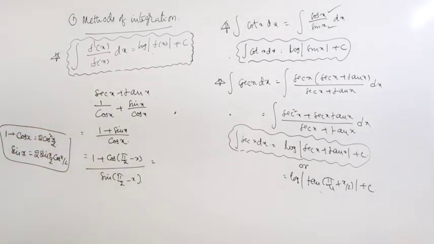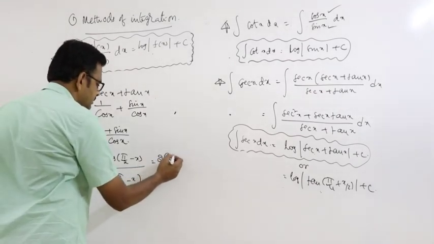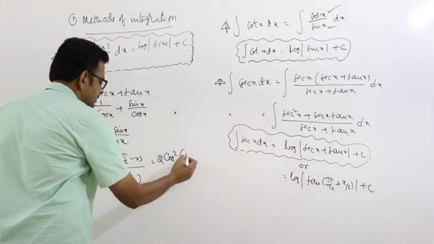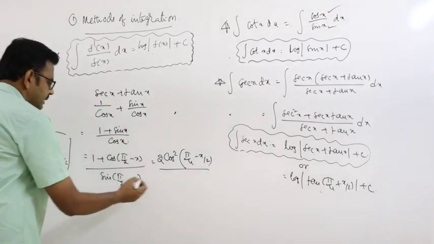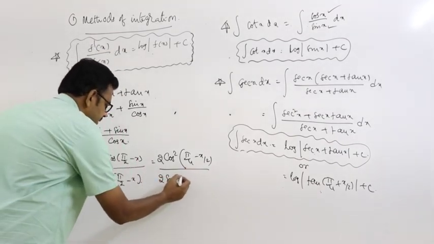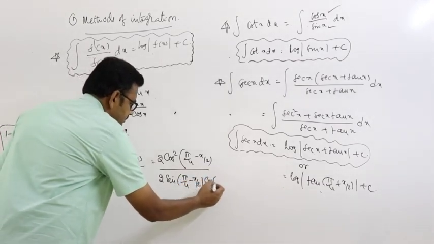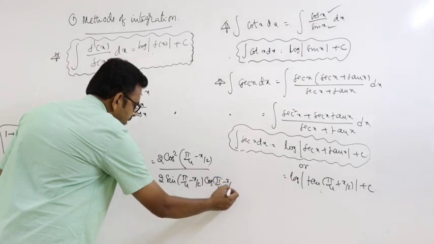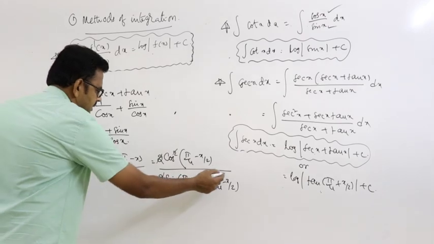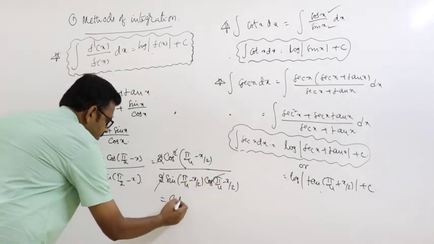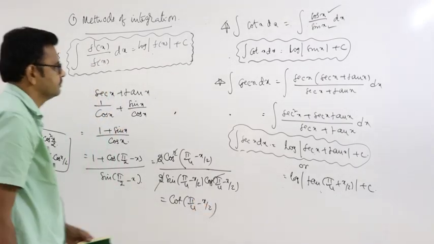By using this 1 plus cos x formula, this is 2 cos square of pi by 4 minus x by 2, and by the sin x formula, 2 sin of pi by 4 minus x by 2 into cos of pi by 4 minus x by 2. So one cos cancels, that is equal to cot of pi by 4 minus x by 2.